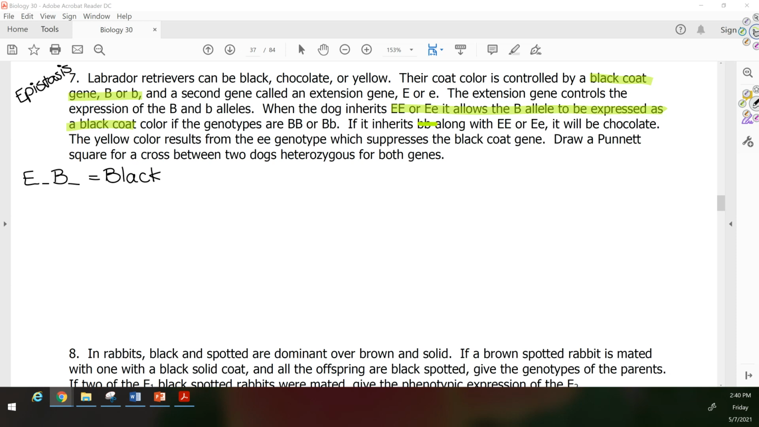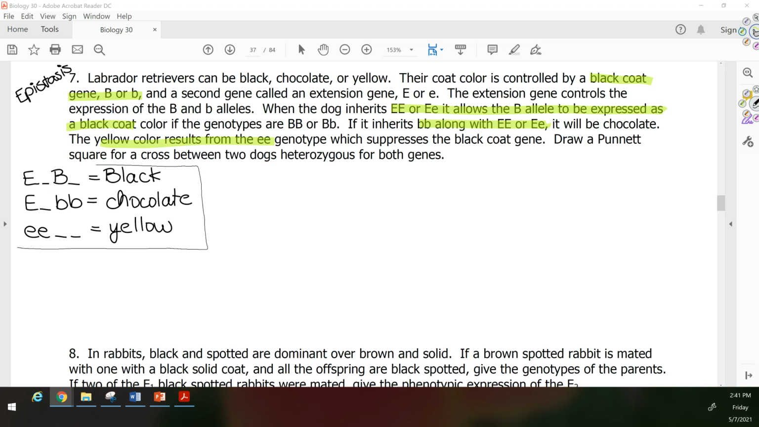If it inherits 2 little b's along with E's, it will be chocolate. So capital E with little b's is chocolate. The yellow color results from the 2 little e's genotype. So that means as long as they have 2 lowercase e's in their genotype, it doesn't matter what other color gene they have, they will still be yellow because the little e masks the expression of the color. So no black, no chocolate, just yellow.